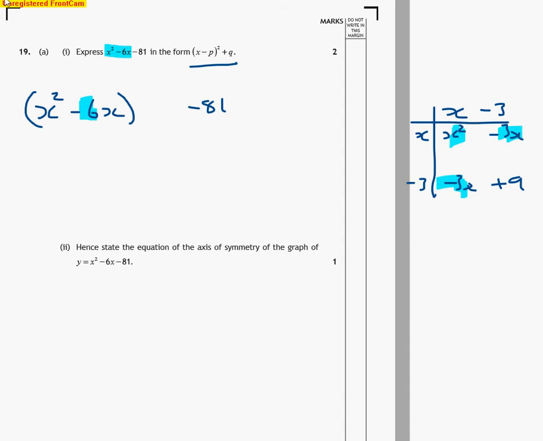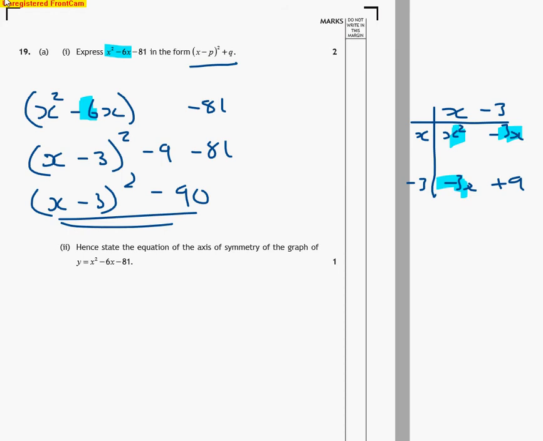So we need to take away 9 to balance out the equation. So if I said in here, x minus 3 squared, I then need to say take away 9, take away the 81 which we already had. So that's going to give us x minus 3 squared, take away 90. That's our final answer. I'm just going to check to see if it's okay to write it in that form. Yeah, rather than state what P and Q is, that's right.